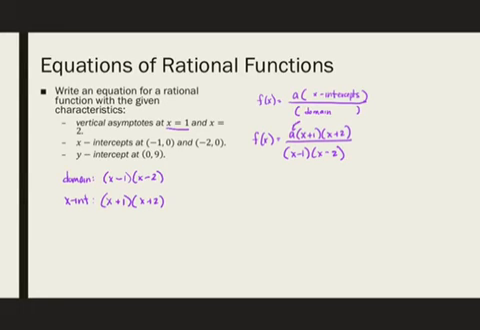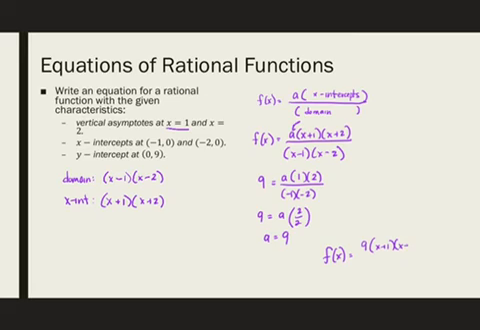Well, my y-intercept is 0 and 9. That means I get an answer of 9 when I plug in 0. So this is 1 times 2 over -1 times -2. So 9 is a times 2 over 2, which we know is a 1. And so that means that a is 9. So our final function is going to be 9 times x plus 1, x plus 2 over x minus 1 times x minus 2.